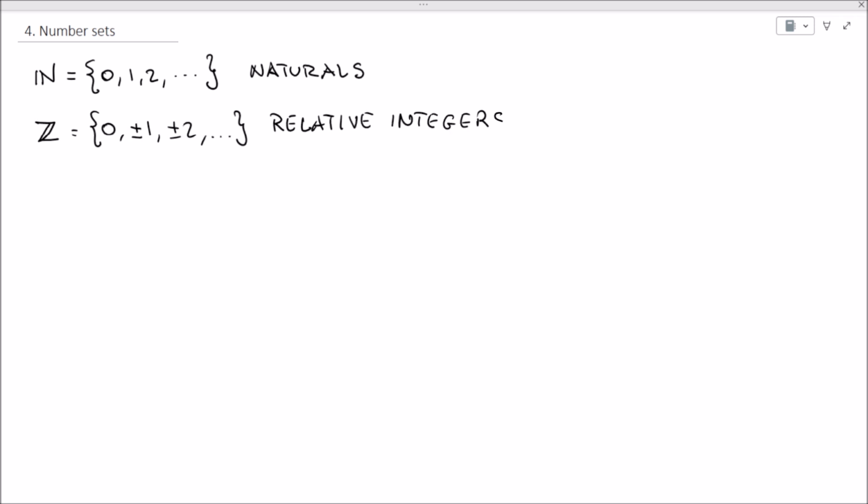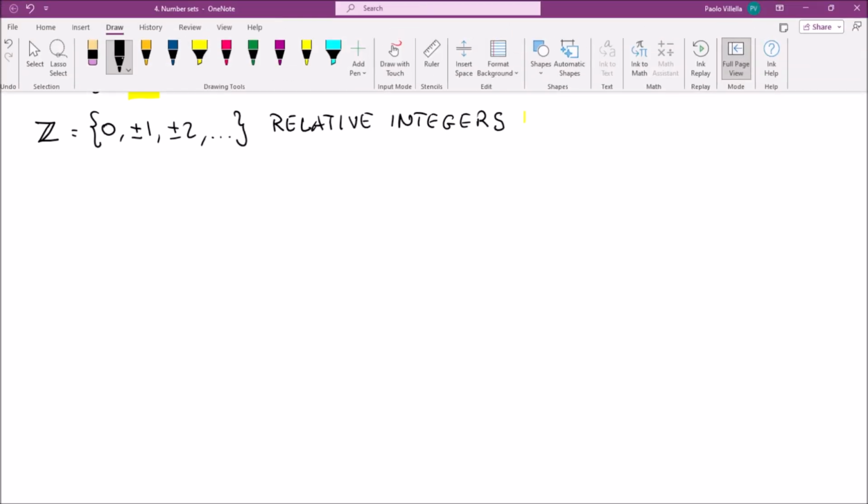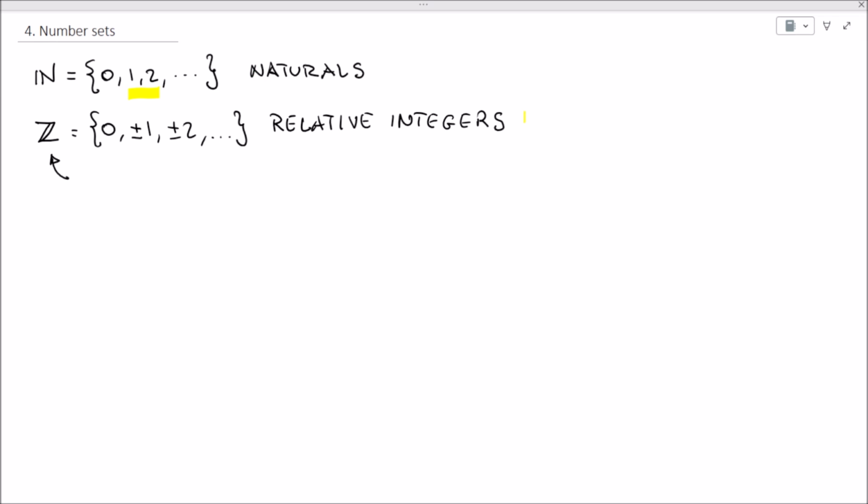The reason for introducing relative integers is that with the natural numbers we cannot carry out the subtraction of any two numbers. For example, if we do 1 minus 2, there is no natural number that will be the result of this subtraction. Instead, we can always perform the subtraction within Z. By the way, Z stands for Zahlen, which is the German word for numbers.